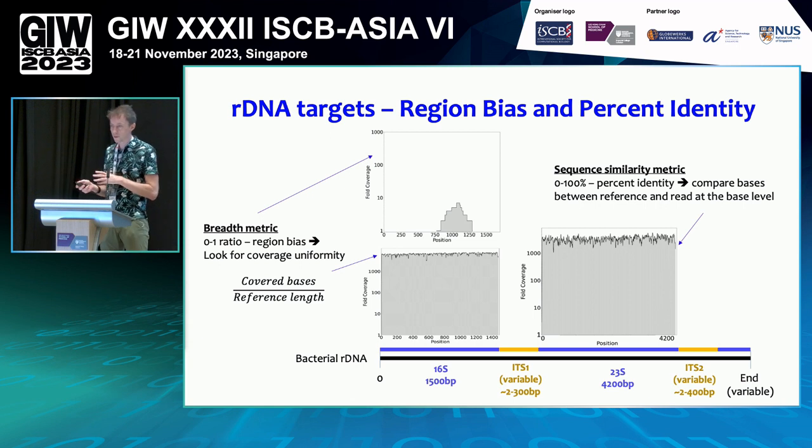And then before moving on to the data, I just want to also explain the concepts of the region bias and the percent identity. So these are measures of the breadth of your sequencing. So on the top here, we have basically very low breadth of sequencing, maybe 30% aligned with the reference genome, and then here we would have 100%. And then on the right side, we have the sequence similarity, which is where we compare the individual bases between the reference and the reads at the base level.